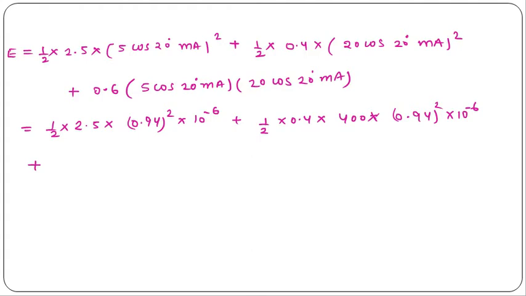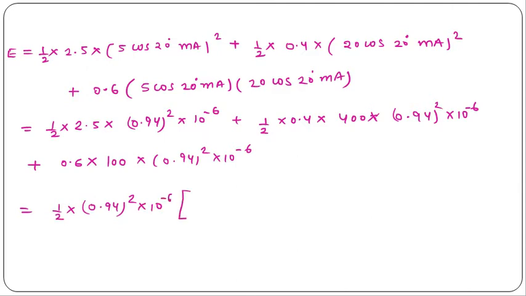Then we have 0.6 into 100. So this is 0.6 into 20 into 5, which is 100. So cos 20 is 0.94 whole square, and this will be 10 to the power -3 into 10 to the power -3. So this is 10 to the power -6. So from here we can take half of 0.94 whole square into 10 to the power -6 common.